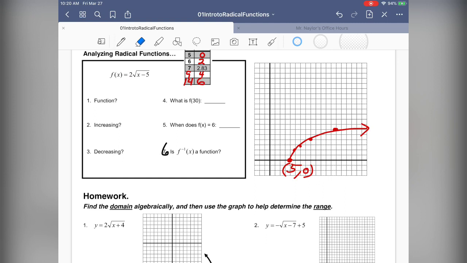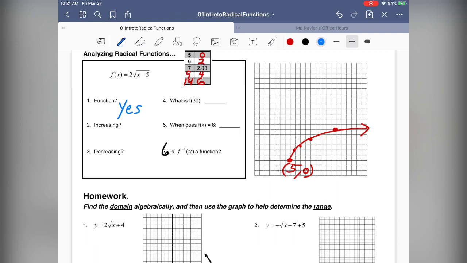All right, so we got our radical graph. It actually looks like a lot of the square root graphs that we saw in the front of the paper. So let's analyze a little further. Is this graph a function? Well, remember, a function just has to pass the vertical line test, and so it looks like this does that nicely.